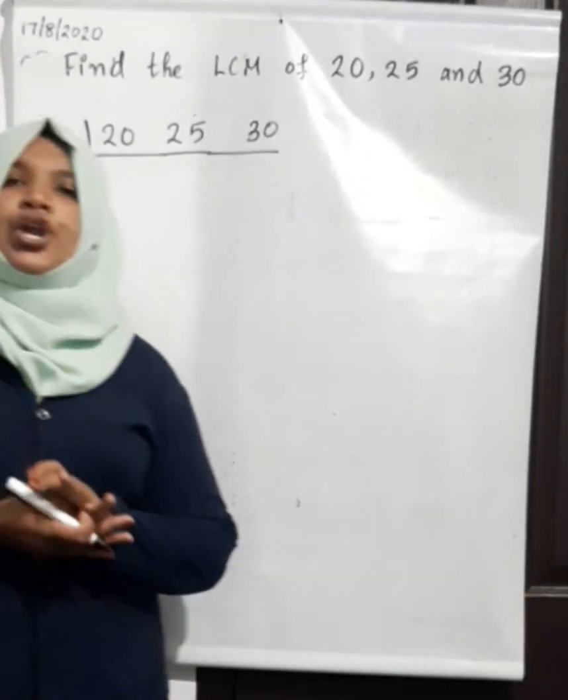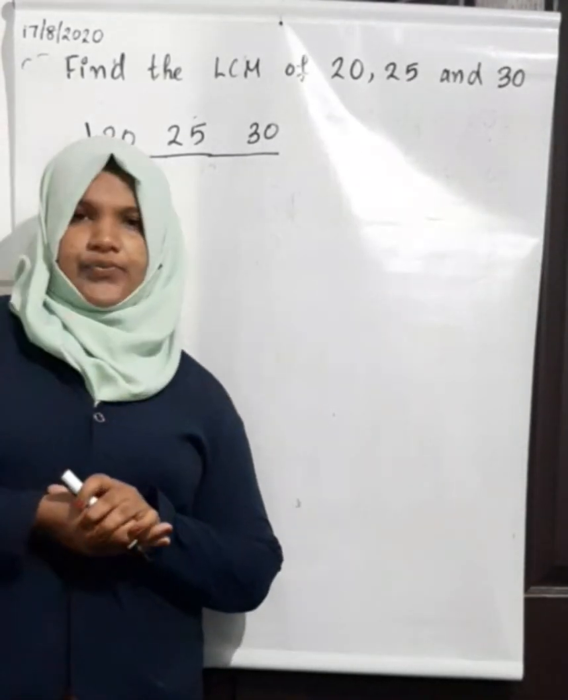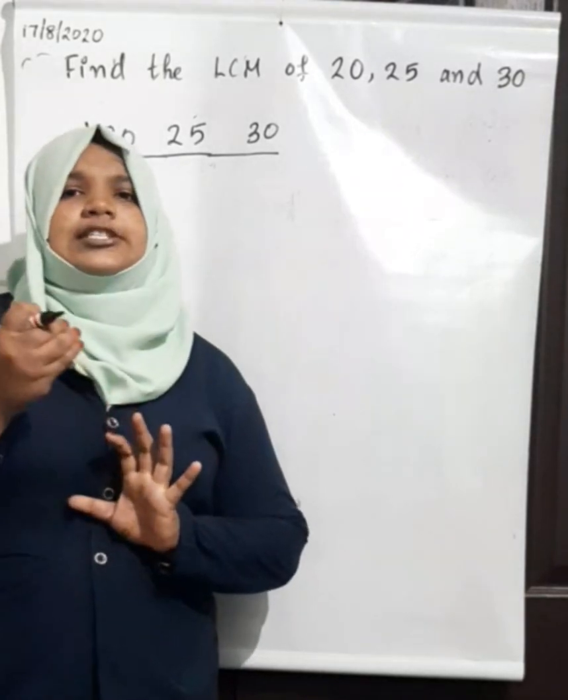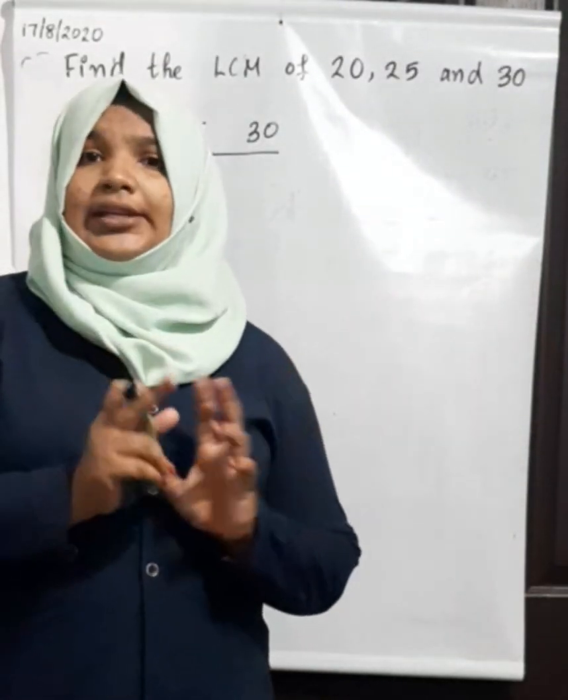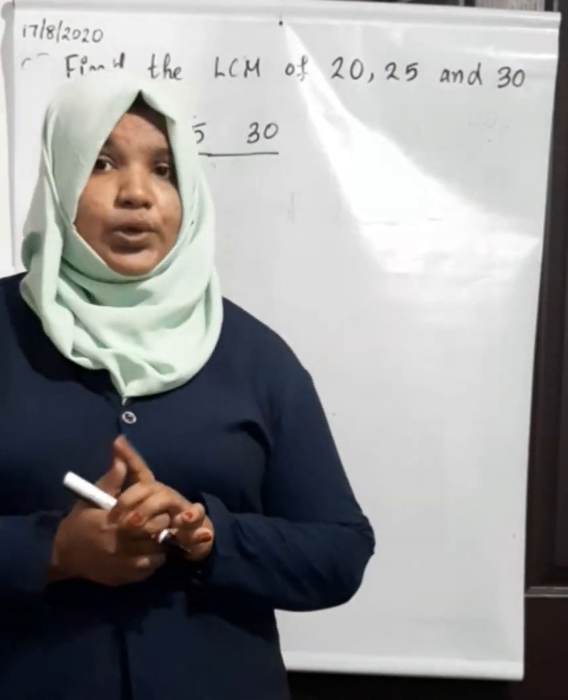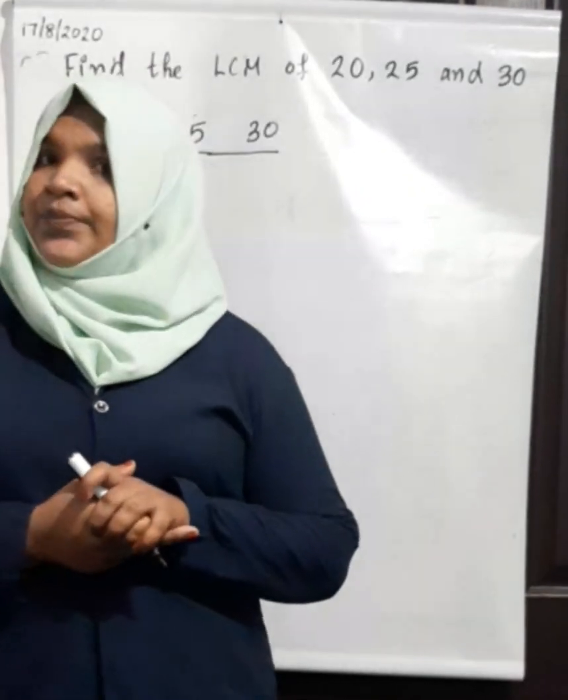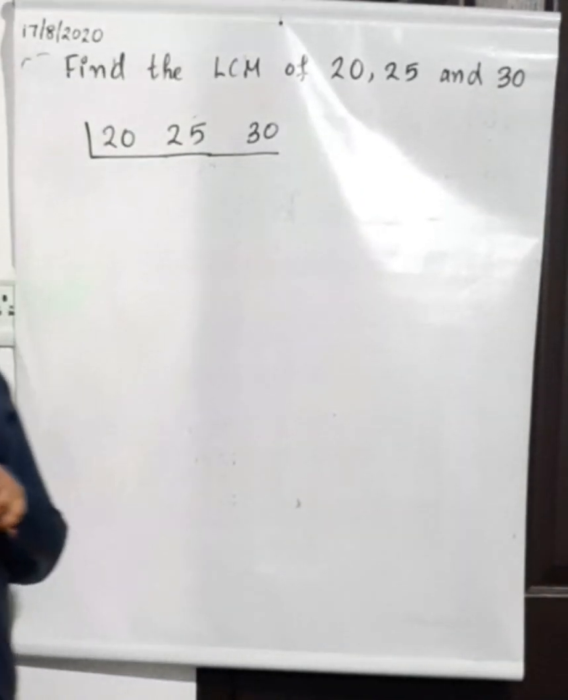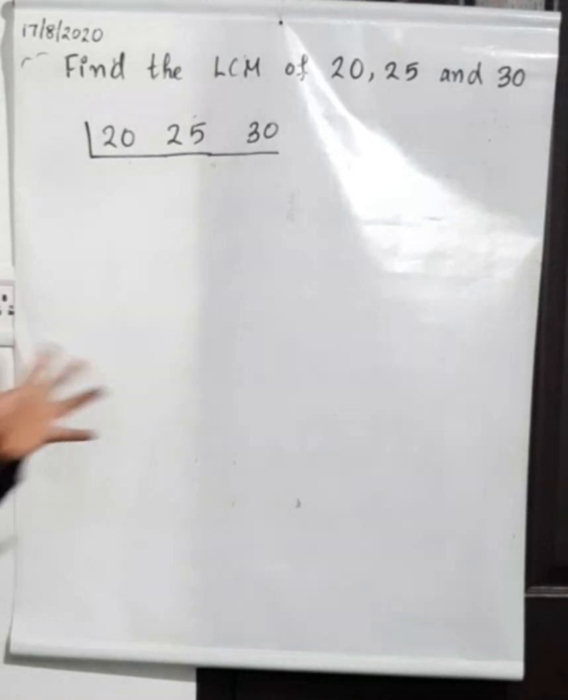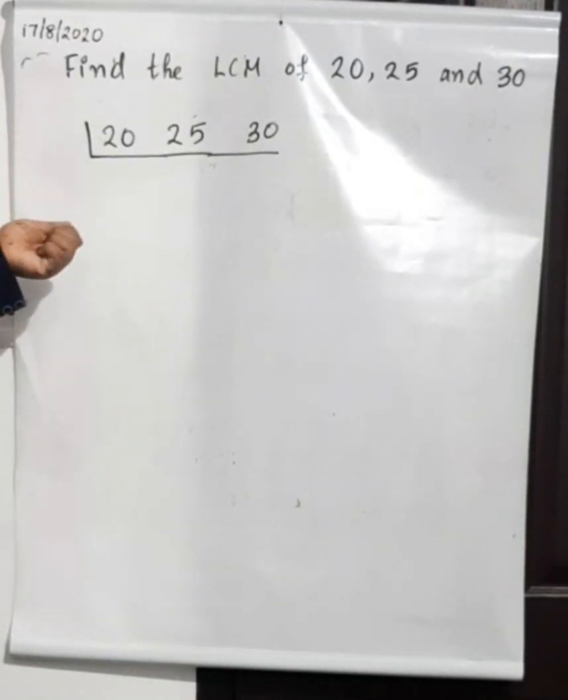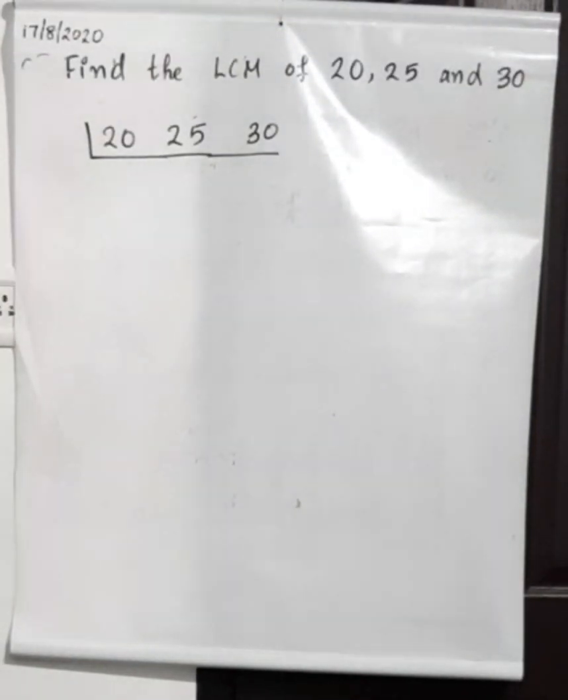So we have to consider 20 first. We all know that 20 is divisible by 2 because 20 is an even number. Isn't it? But in case of 25, what happens? 25 is not divisible by 2, but 20 is divisible by 2. So let us check how to do it by this method.